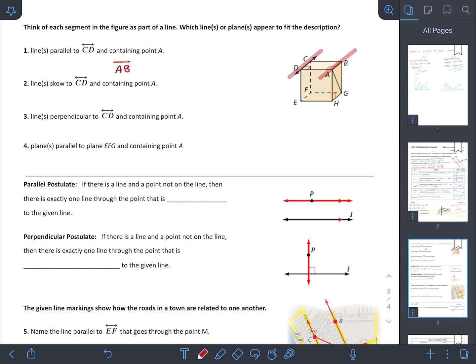Line segment AB. We could also call that line AB. It did ask me for the line. AB is a segment of that line. It doesn't have arrows though, so I'd probably accept either one.